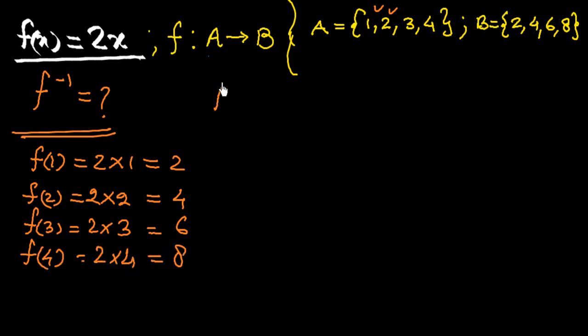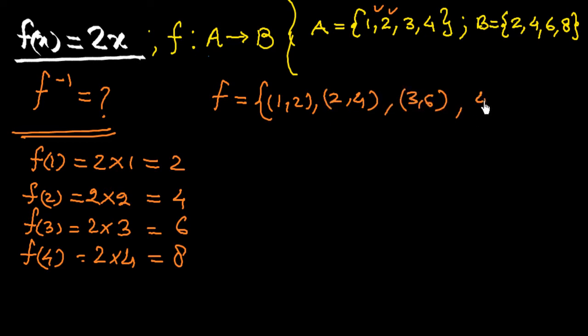Now we see the relation in f. So the function would be like this: 1 maps to 2, 2 to 4, 3 to 6, and 4 to 8. So this is the mapping of our function. We have got the coordinates for this function. Now we have to find the f inverse, which is very easy to find. We only have to interchange the coordinates.